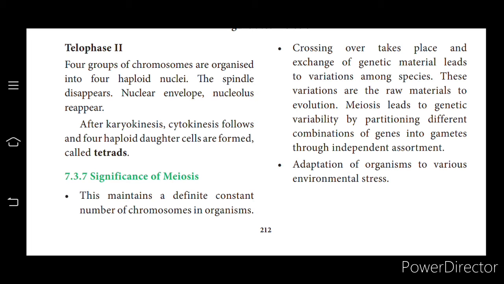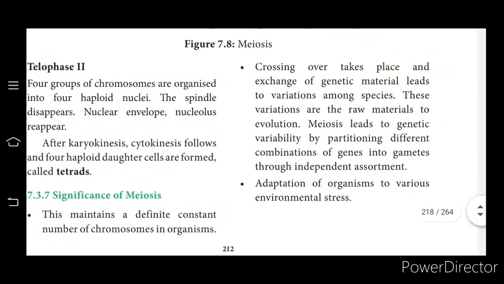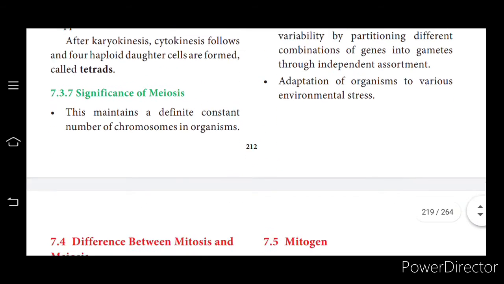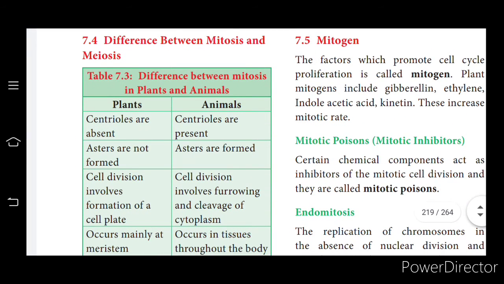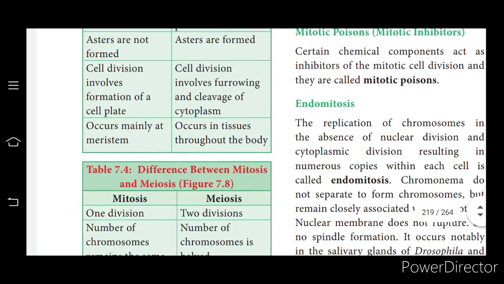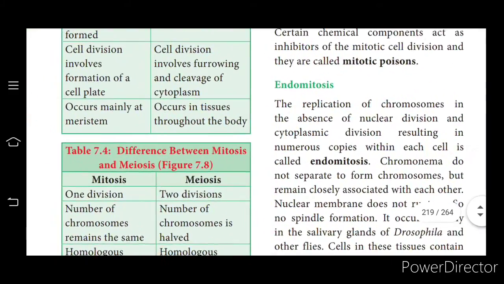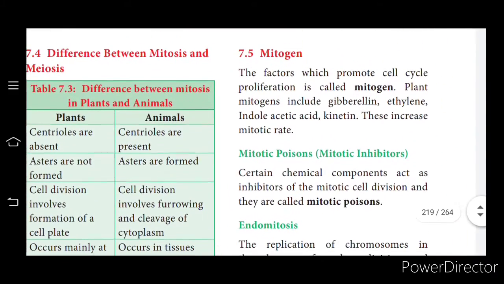The significance of meiosis: it maintains a definite constant number of chromosomes in organisms. Crossing over occurs, and because of crossing over there is a change in the genetic material. Recombination occurs, and that leads to evolution. That is what is given in that point. Adaptation of organisms to various environmental stresses occurs because of this meiotic cell division. The same explanation is given as the difference between mitosis and meiosis. You can go through it.